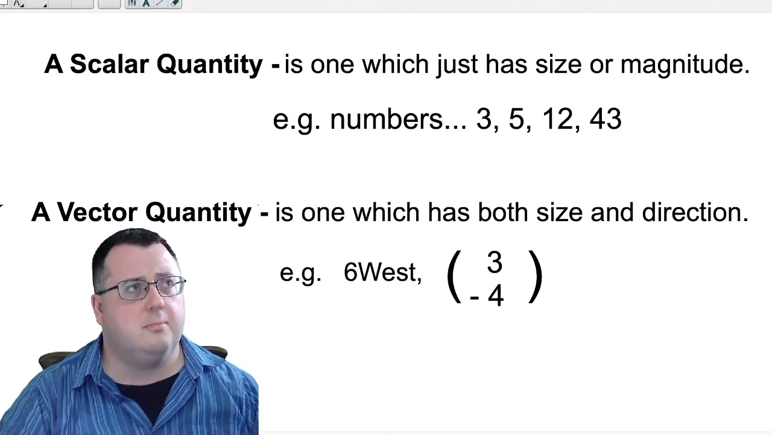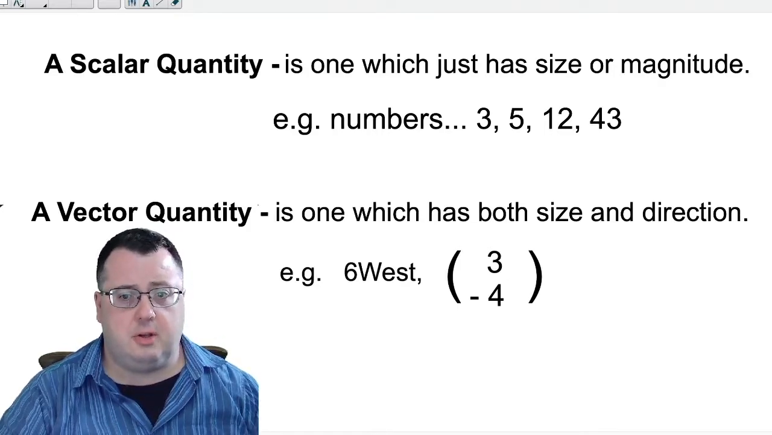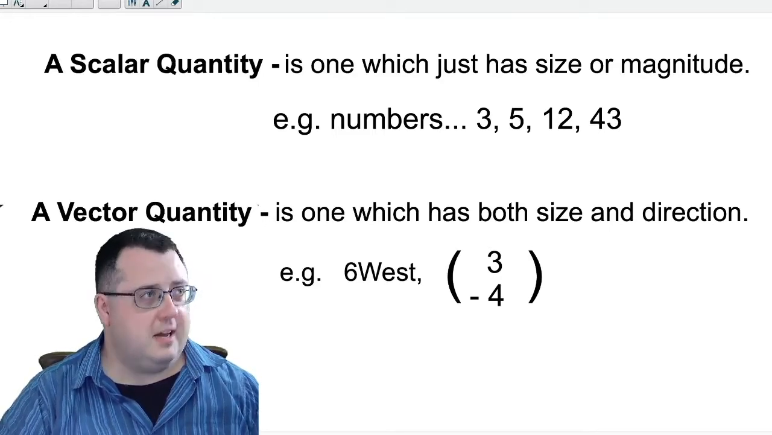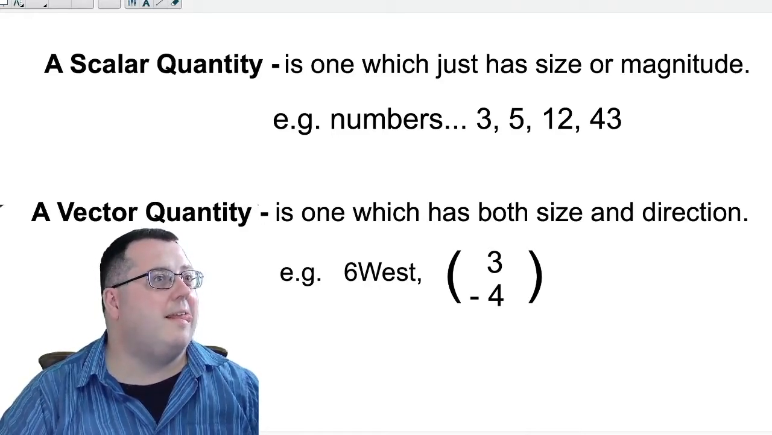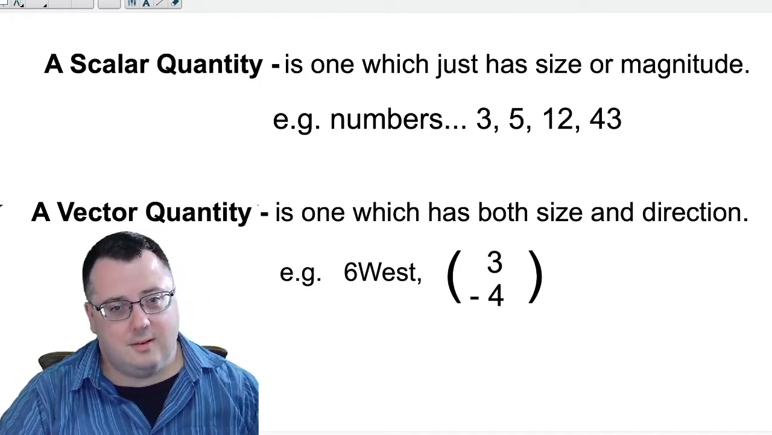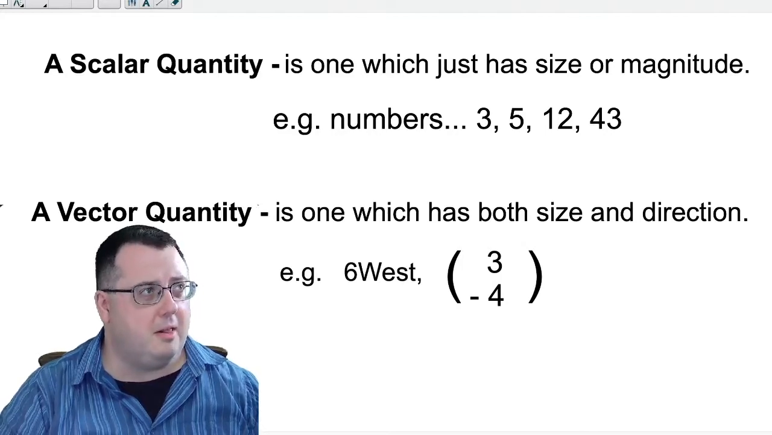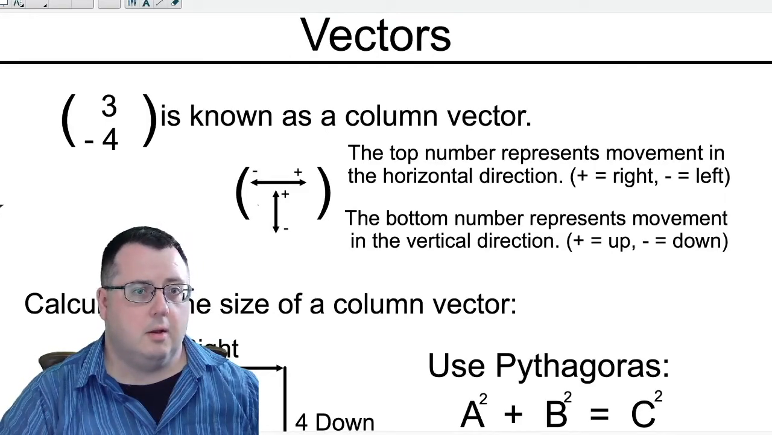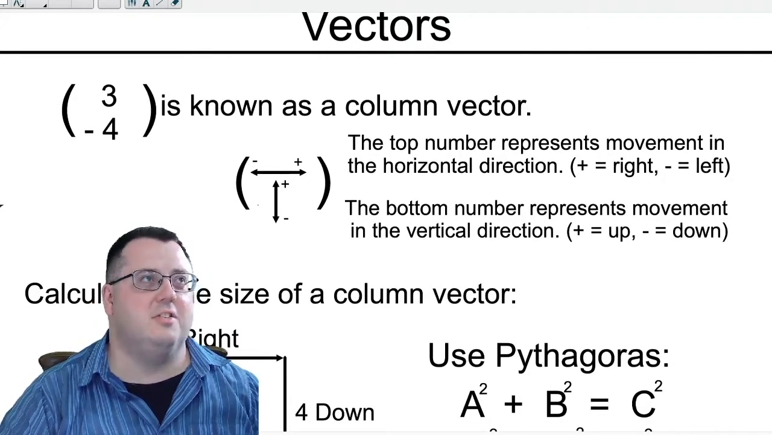Now, have you seen that notation before in a bracket like that? Do you know what we call that? I remember in translation. Yes, it's in translation. This is called a column vector. I'll come back to how to read them in a little while, but you should know that's called a column vector. That 3, negative 4 is known as a column vector.